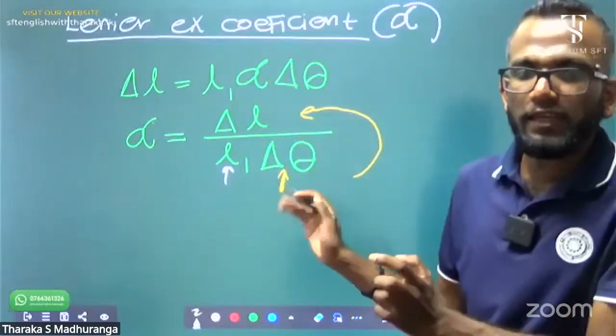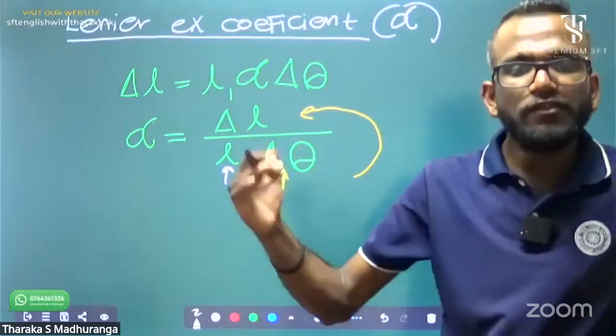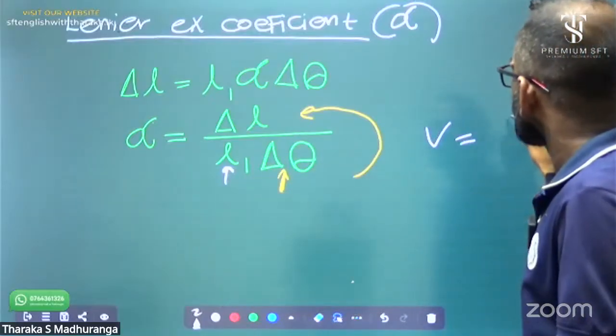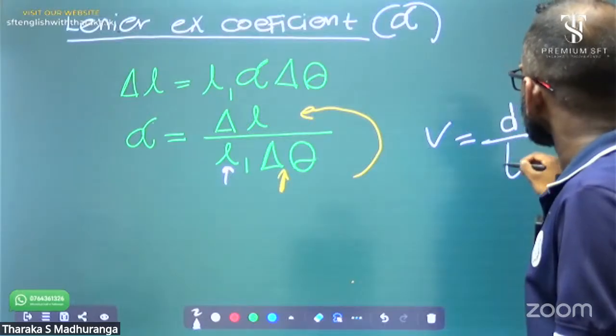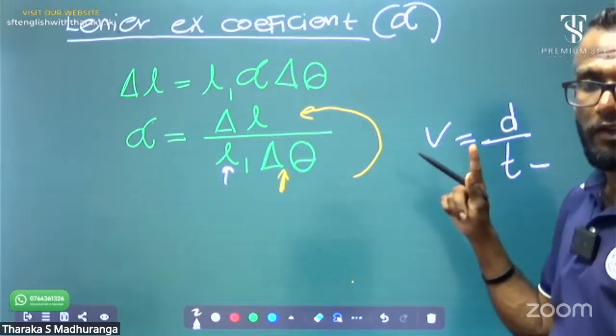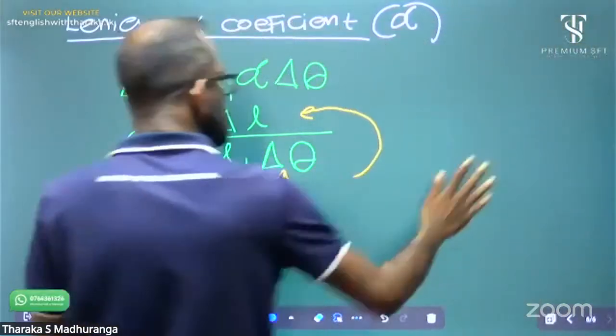Always, in any equation, the dividing factors become 1. Remember, whenever we divide, it becomes one. For example, velocity equals displacement divided by time, which is the displacement within unit time. When we divide, it becomes 1 unit. Okay, that's a rule.